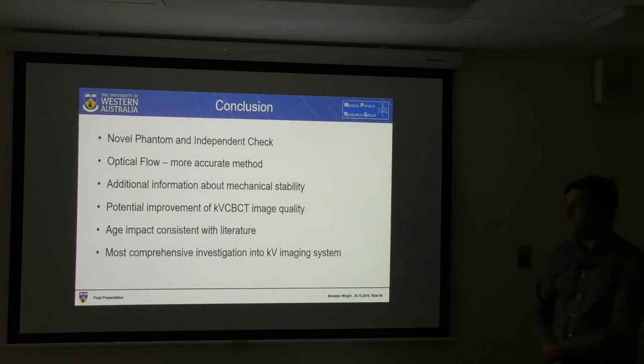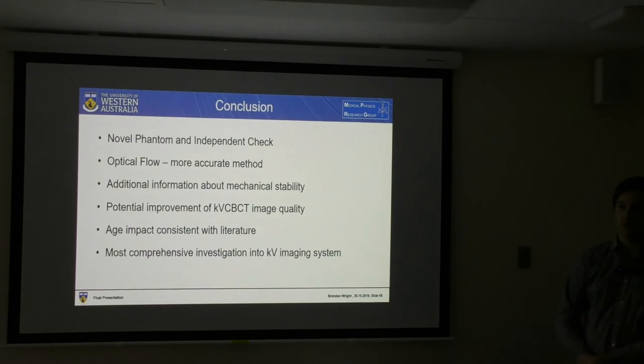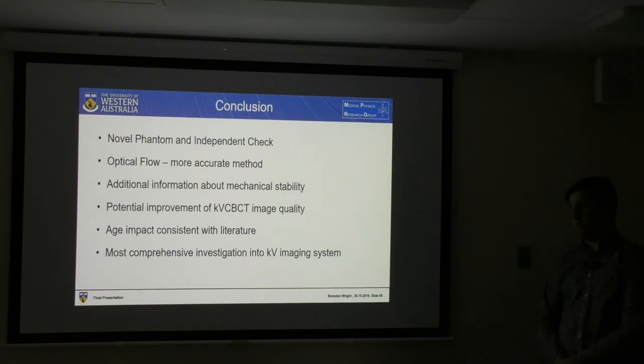Potential improvements for KV-CBCT image quality could be made by tracking the source movement, and the age impact is consistent with the literature that was found. So the worst performing machines were the older machines themselves, and this is the most comprehensive investigation into any KV imaging system ever undertaken, with the data being able to track 8 different parameters during full gantry rotations.